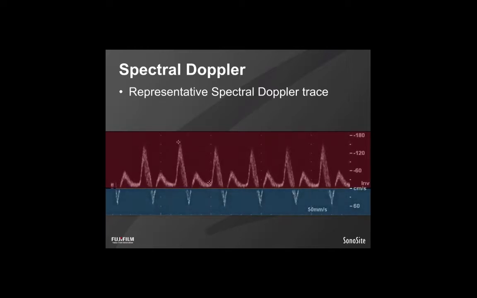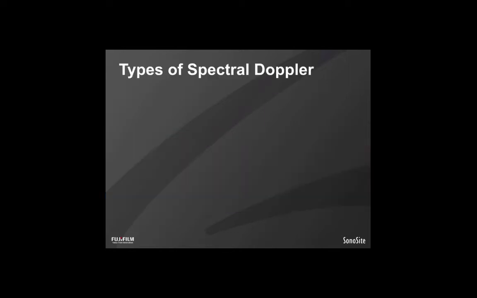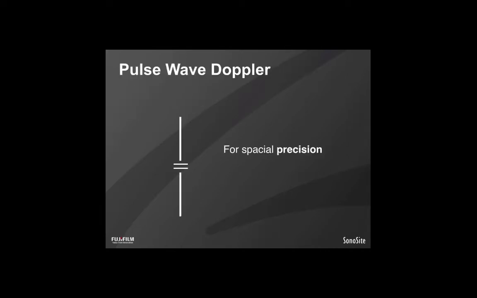Of course, below the baseline, you can imagine that is flow away from the transducer, and this would be the equivalent of blue flow on color Doppler. So as mentioned before, there's a few different types of spectral Doppler. There's pulse wave, continuous wave.